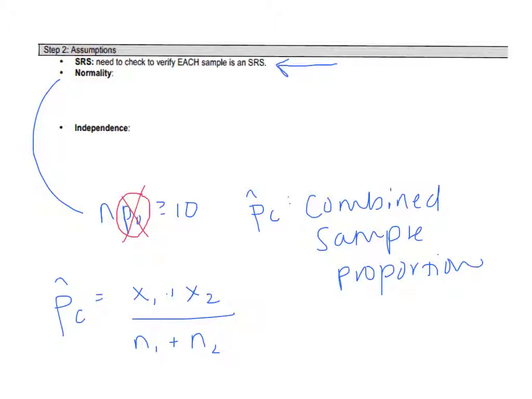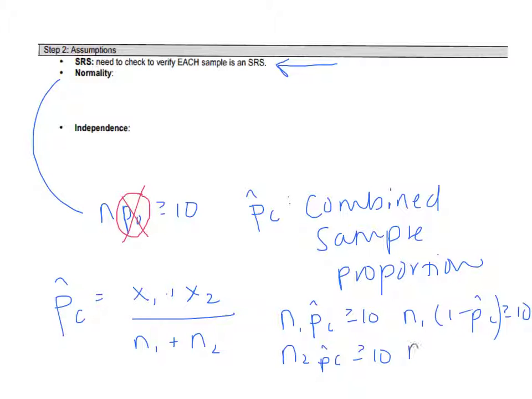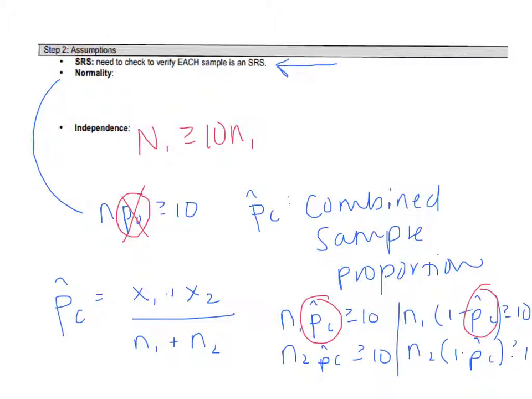And once I have this, I'm going to check to make sure that n1 times p hat c is greater than or equal to 10, and n1 times 1 minus p hat c is greater than or equal to 10. And same with n2 times p hat c is greater than or equal to 10, and n2 times 1 minus p hat c is greater than or equal to 10. So we have to check that both samples are greater than or equal to 10 when they're multiplied by p hat c and 1 minus p hat c. And then our independence is the same. We need our population to be at least 10 times our sample size.